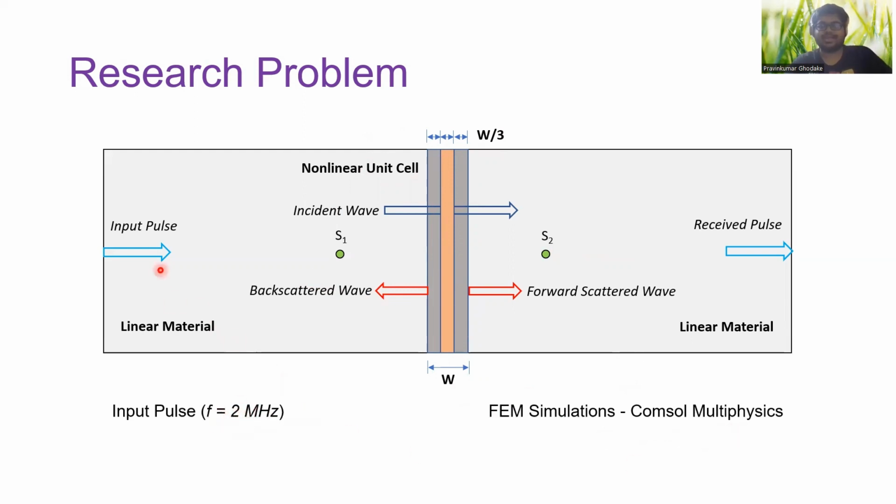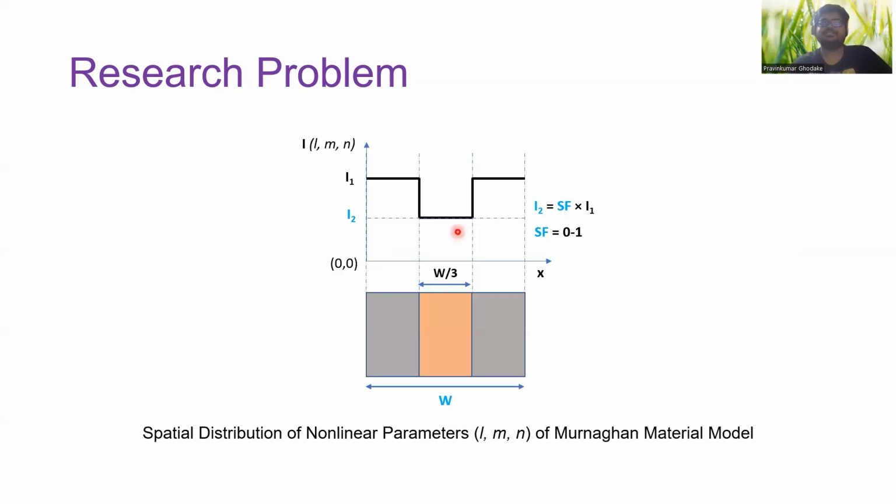The frequency is 2 megahertz, and backscattered waves are captured at sensor S1, and forward scattered waves are captured at S2. Please note that once again, there isn't any linear impedance mismatch between any of the unit cells as well as the linear matrix. The intensity of the nonlinearity parameter of these three layers is defined like this: intensity 1, which is proportional to the nonlinear parameter of the Monaghan model, which is kept constant for both the first and third layer.